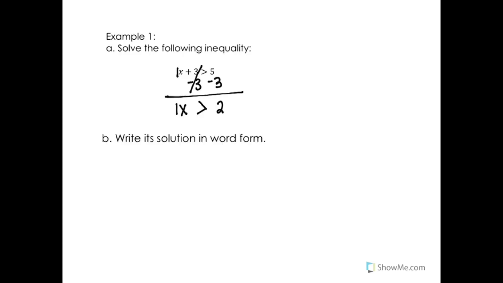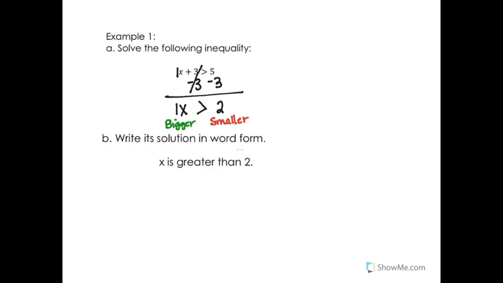Part B is asking me to write the solution in word form, which means I have to write what this inequality is actually saying. And again, labeling our sides is always going to help us. So I see that the pointy side is now on the 2, so that's going to be the smaller side. And the wider side is on the side of my variable, so that's going to be the bigger side. So if I read this, this is actually saying x is greater than 2.